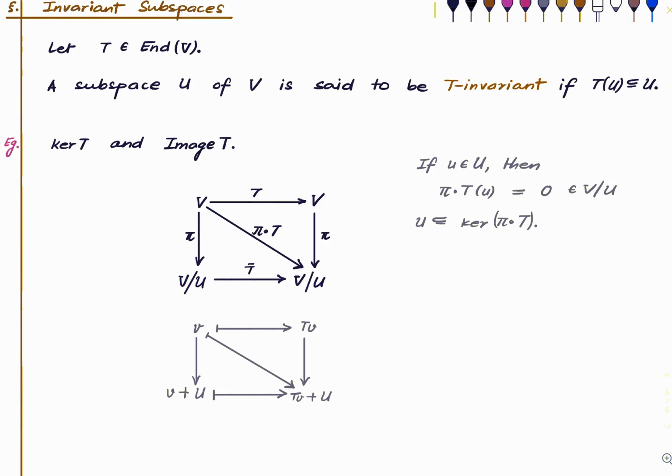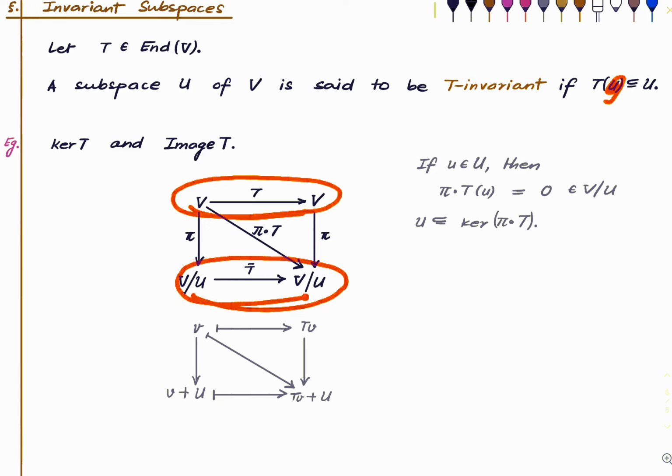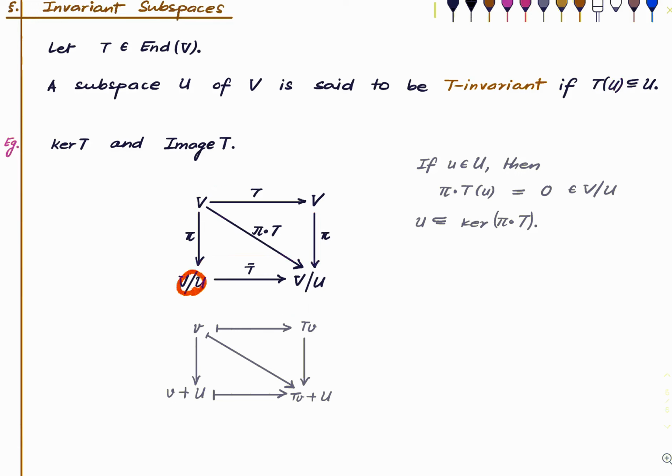So what is the upshot? The upshot is, if you have a linear endomorphism and you happen to find a T-invariant subspace, you can create another endomorphism. This is the induced endomorphism on the quotient space. If you write V mod U as V bar, this looks very nice. We started with something in End V, and suppose U is T invariant, then we get something in the quotient space. And this is very, very useful.